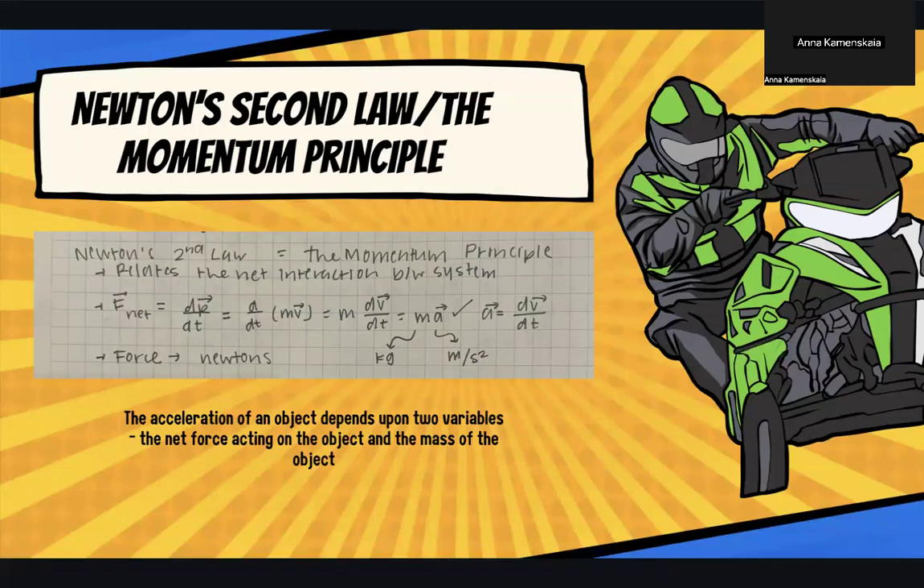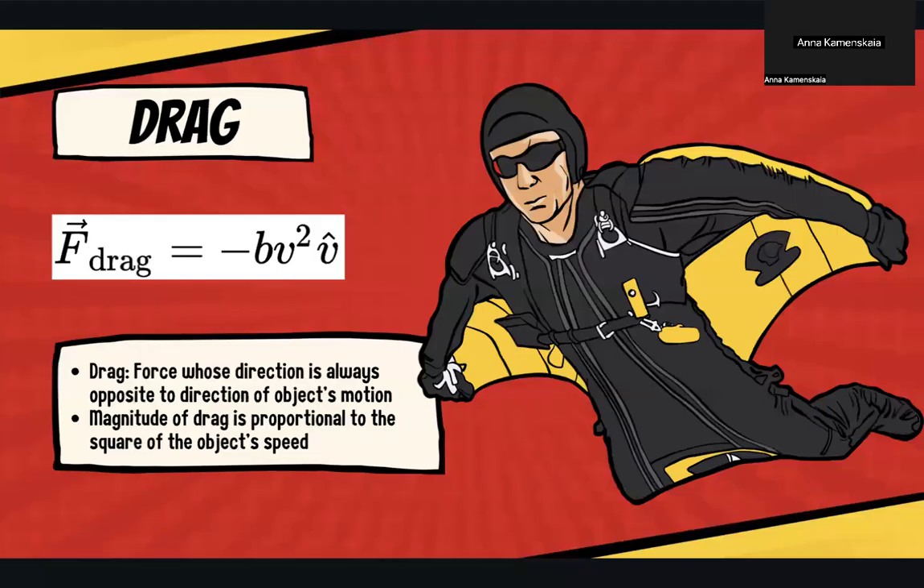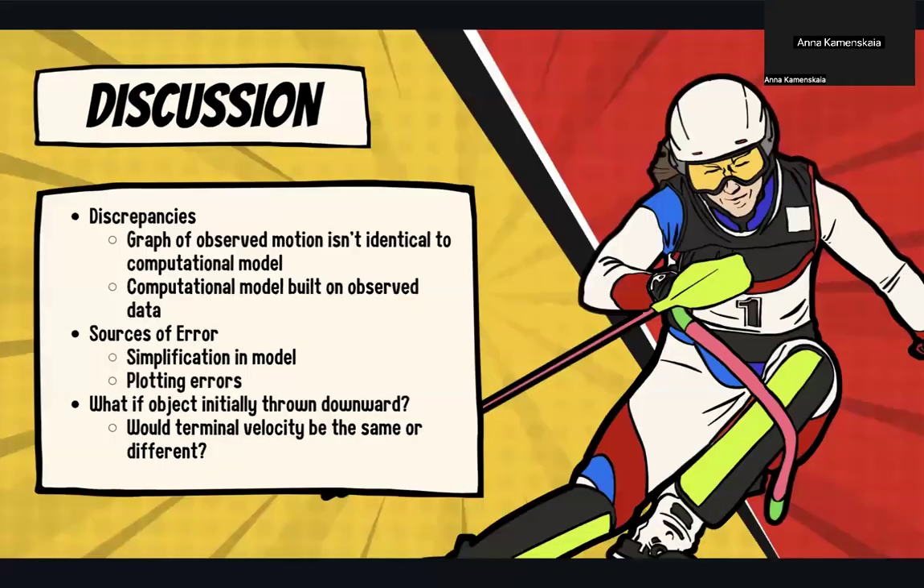So here, this is Newton's second law of motion, or the momentum principle. Here, the acceleration of an object depends on 2 variables: the net force acting on the object and the mass of the object. And again, drag is a force whose direction is always opposite to the direction of the object's motion, and the magnitude of the drag in this experiment was proportional to the square of the object's speed.